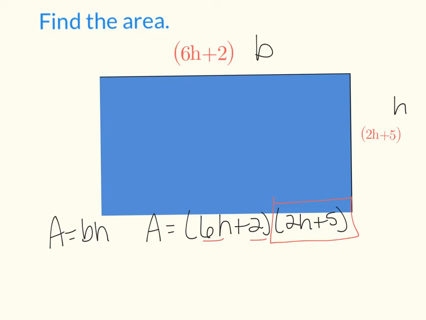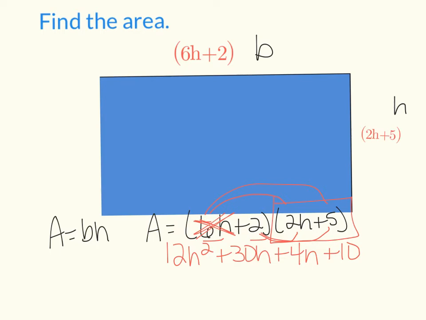So we're going to start with the 6h. The 6h times 2h is 12h squared. And then 6h times 5 is 30h. So that got distributed to the other two, so I'm fine. Now I have to take the 2. So 2 times 2h is 4h, and then 2 times 5 is 10. So this is like a double distributing. Sometimes you hear the word FOIL.